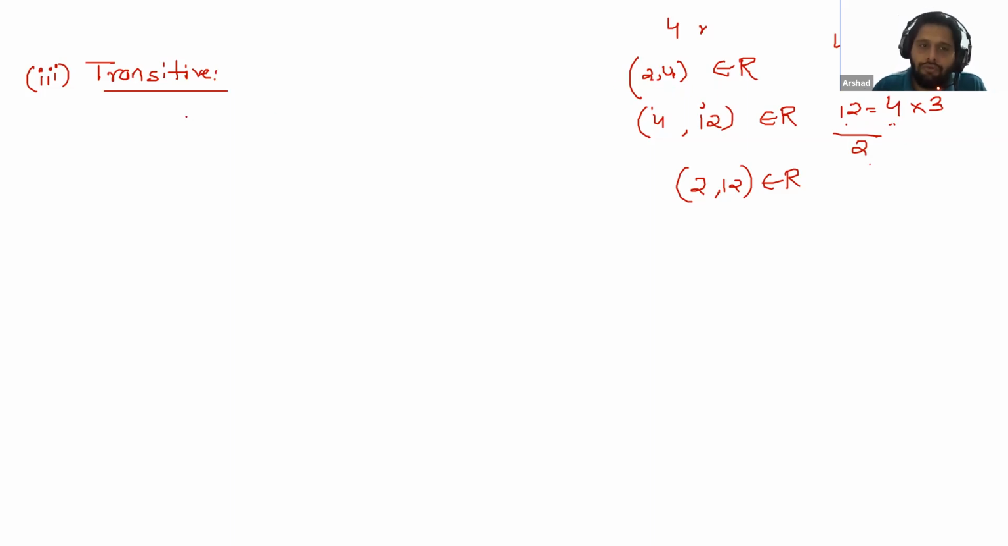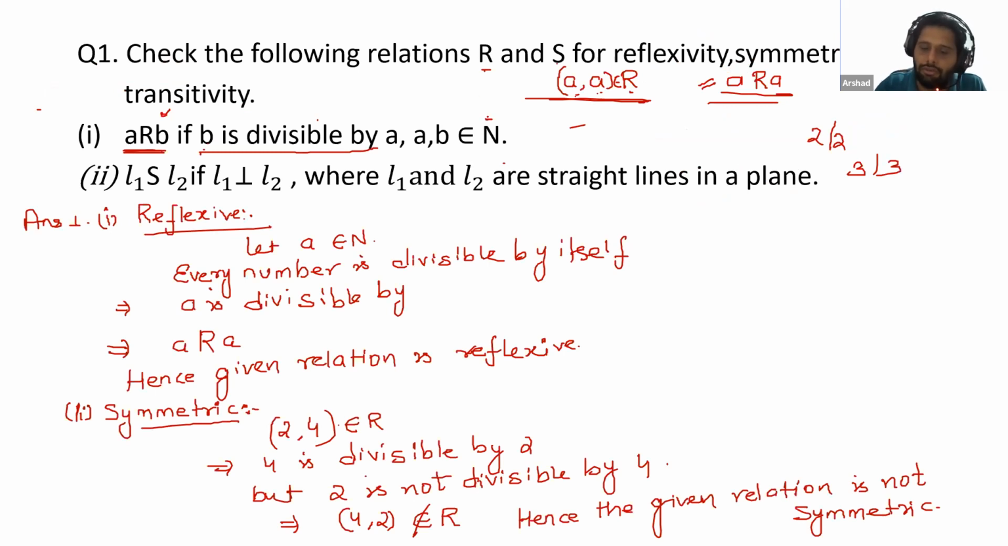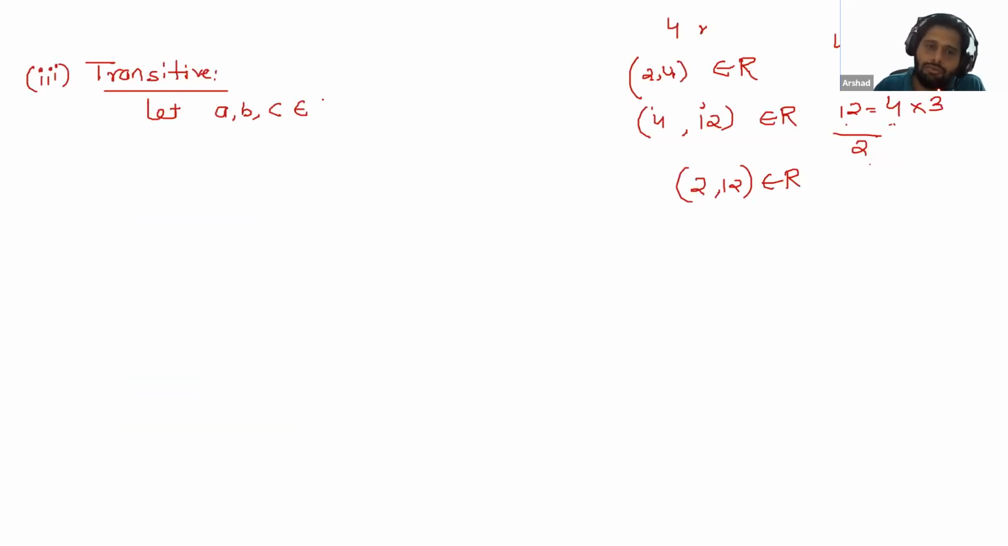In transitive, when we need to prove it is true, we will take 3 values. Let A, comma B, comma C belong to the relation. If we check the previous relation, it is the natural numbers. So we will assume this is a standard. This first line is standard.